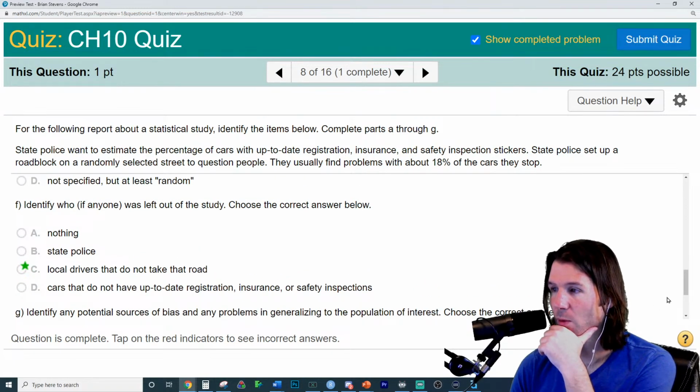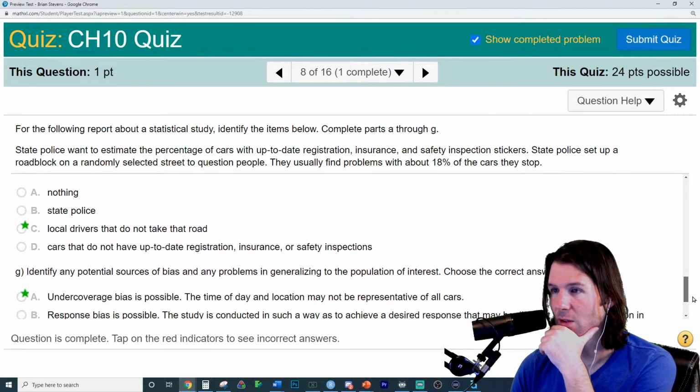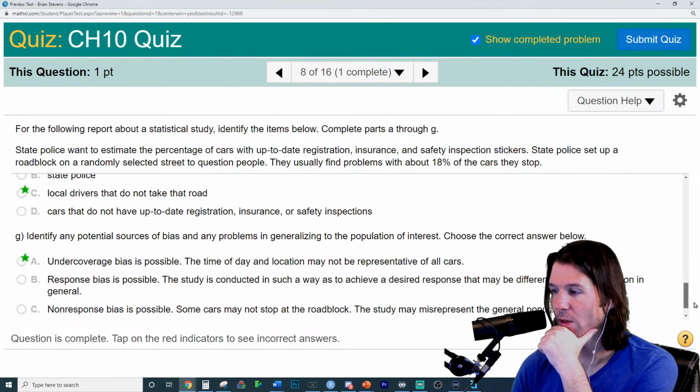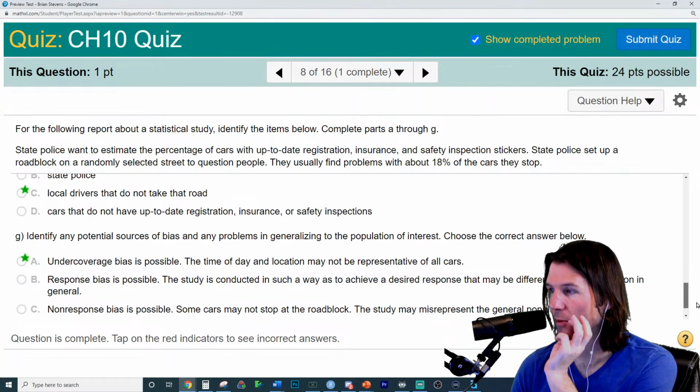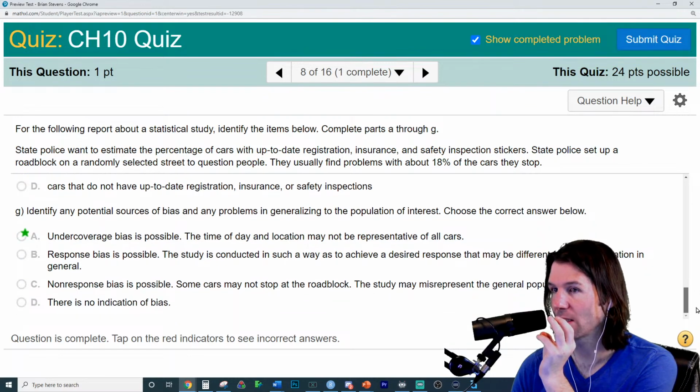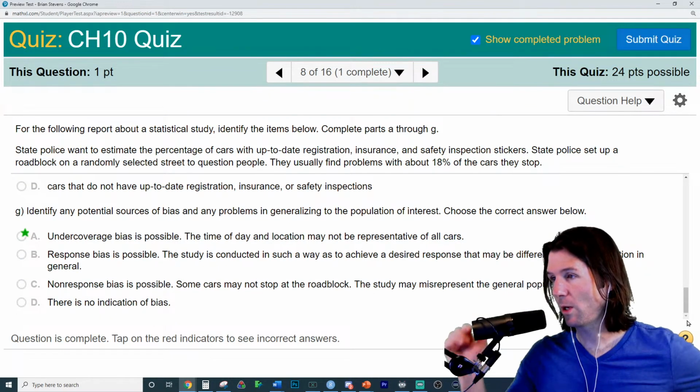Identify sources of bias. We're going to undercover those groups: people who don't drive on that road. Does this help out right here? I hope this helps out. It was Sydney asking about this one right here. A pretty tricky one.